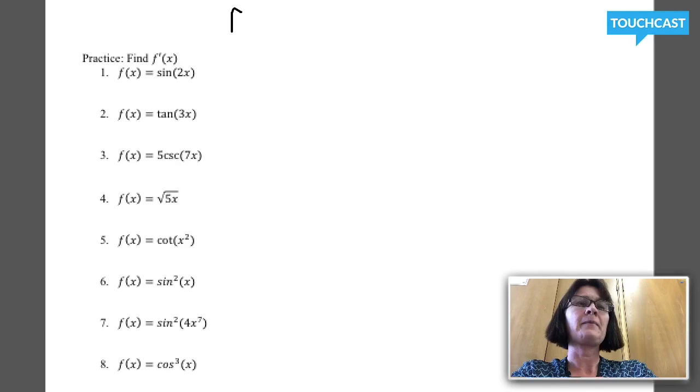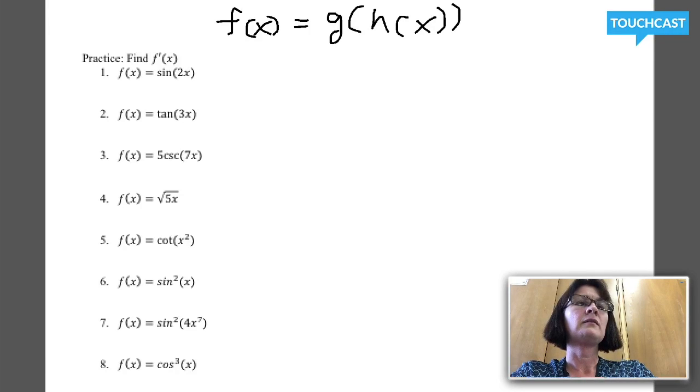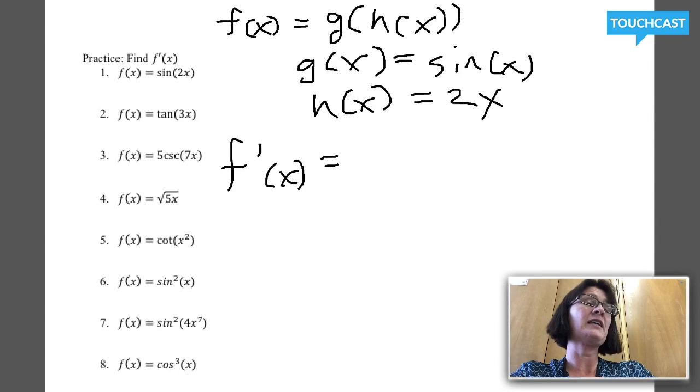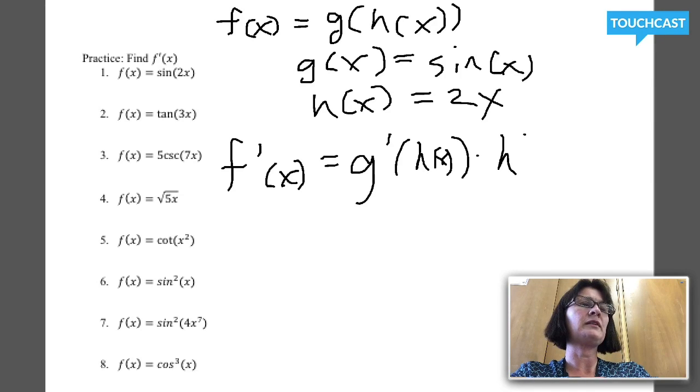So I'm going to write there that f of x is sine of 2x. I'm going to think of that as, pick whatever letters you want, g of h of x, where g of x is sine of x, and h of x, the inside function, is 2x. So f prime of x is going to be the derivative of the outside, so g prime, with the inside the same, times the derivative of the inside function.